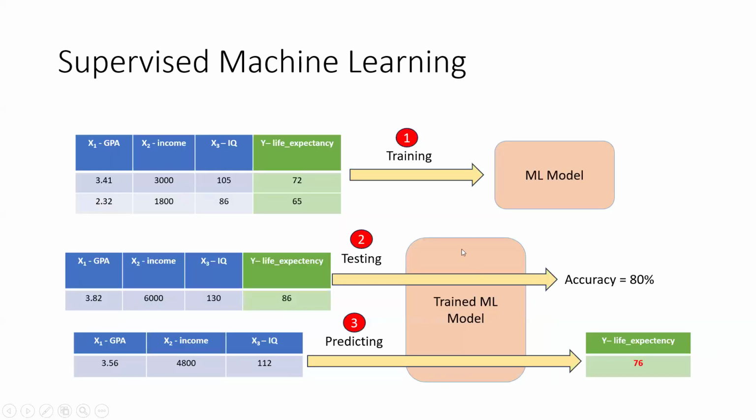So the third phase is using the trained model. First we did the training, then we did the testing. The testing has passed with the required accuracy level. Because of that, we can now use this machine learning model for predicting or making decisions on new data. We give these three x values as the independent variables to this machine learning model, and then we can generate the new output: the expected life expectancy is 76. So that is the purpose of this machine learning model, to predict the life expectancy.